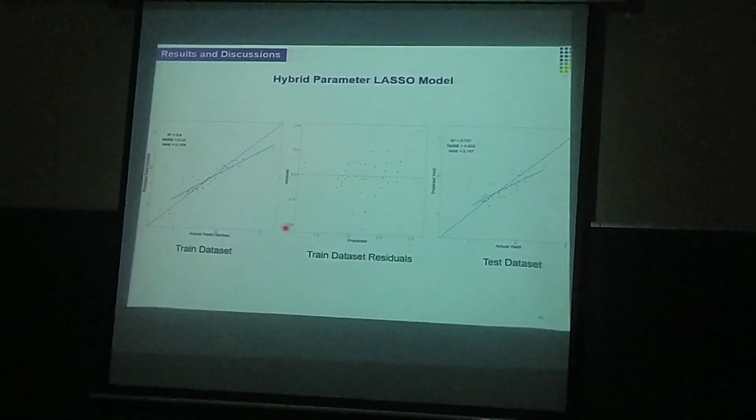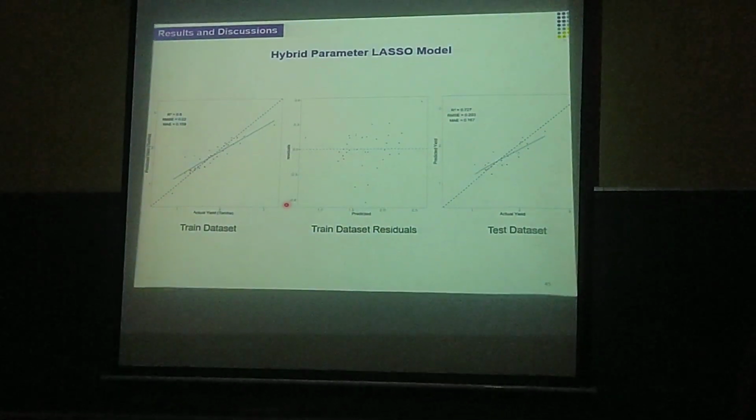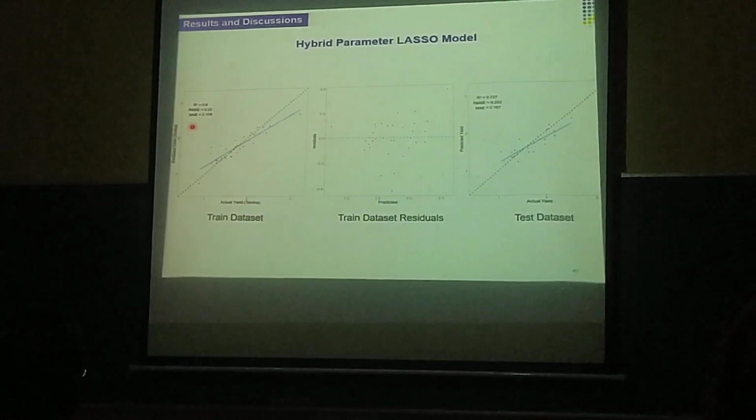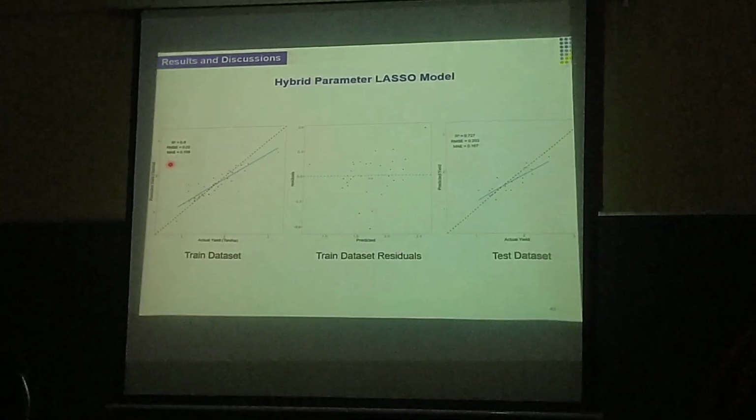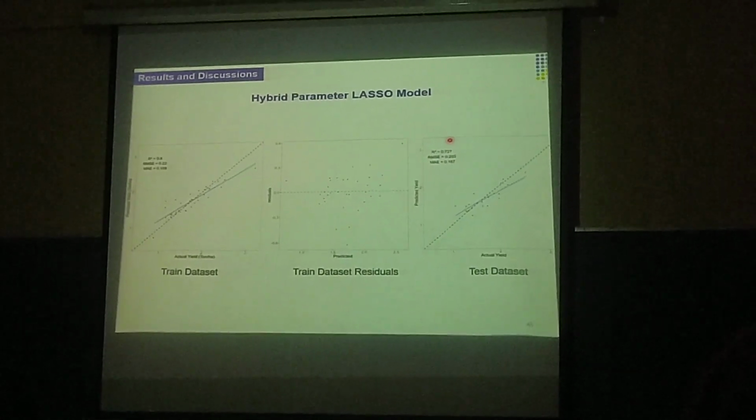The lasso model has performed the best in terms of predictive ability and stability. Here the R-square value for train data we can see is 0.8, and for the test data the value is 0.72, with the lowest RMSE value here.